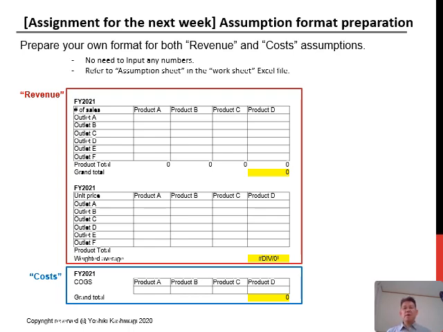Okay, again, you do not have to put any numbers yet, but I want you to make this format after you clarify and identify all the costs and revenue items. That's the assignment for next week.